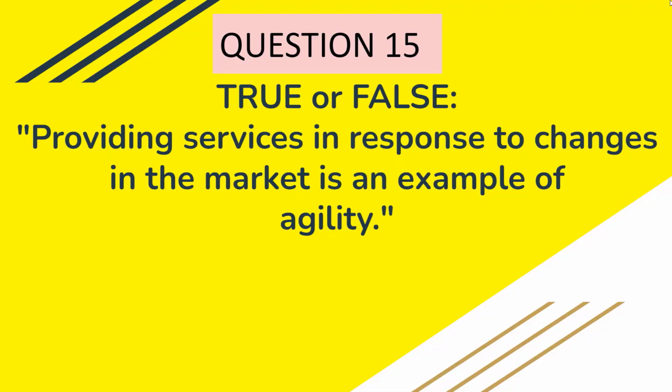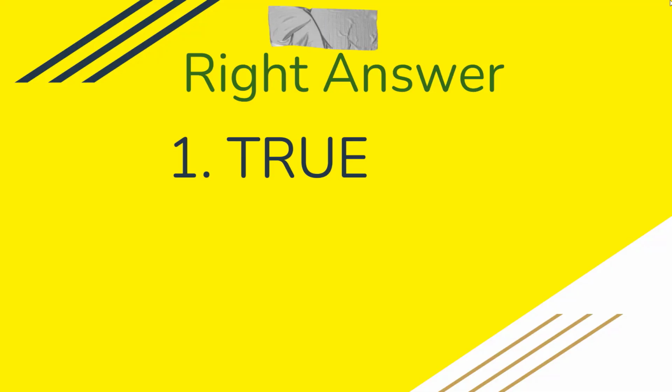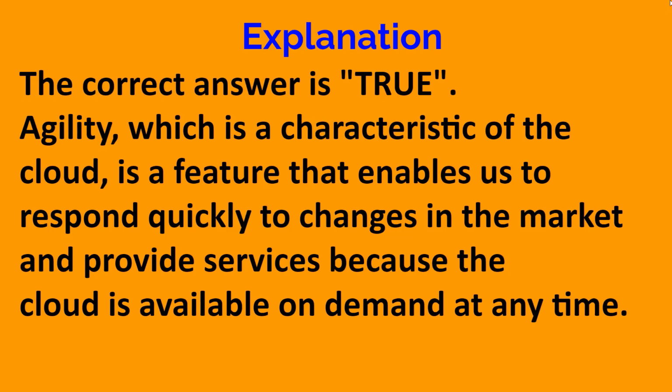Question 15. True or false? Providing services in response to changes in the market is an example of agility. Option 1. True. 2. False. Right answer is 1. True. Explanation. The correct answer is true. Agility, which is a characteristic of the cloud, is a feature that enables us to respond quickly to changes in the market and provide services because the cloud is available on demand at any time.